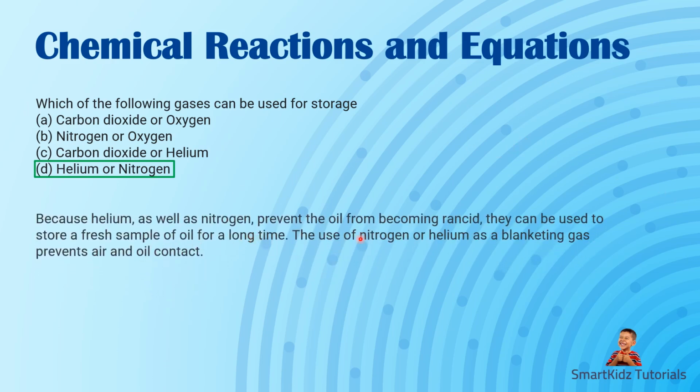Helium as well as nitrogen prevent the oil from becoming rancid, and they can be used to store a fresh sample of oil for a long time. This is with respect to the oxidation of foods that promotes rancidity. Mostly it is nitrogen that is used. They can be used to store a fresh sample of oil for a long time. The use of nitrogen and or helium as a blanketing gas prevents air and oil contact.